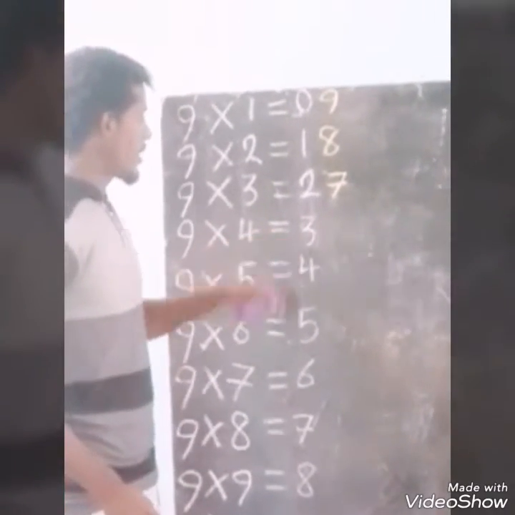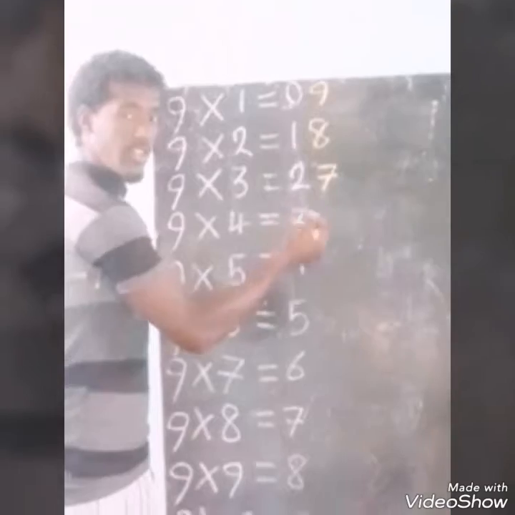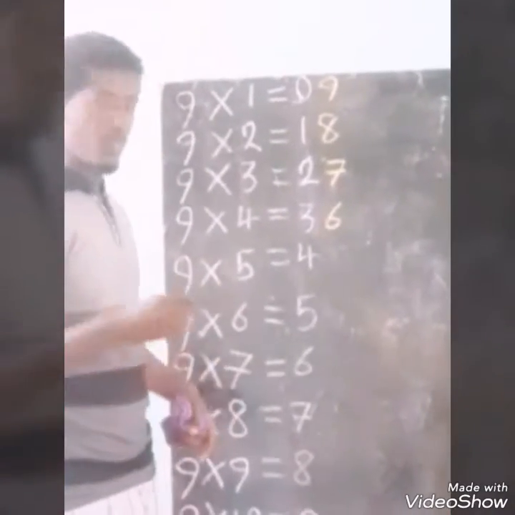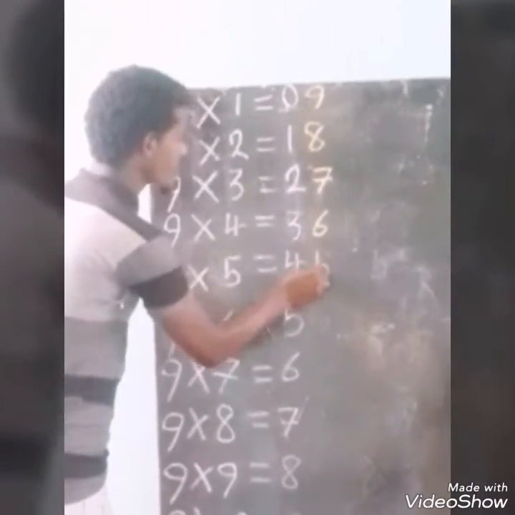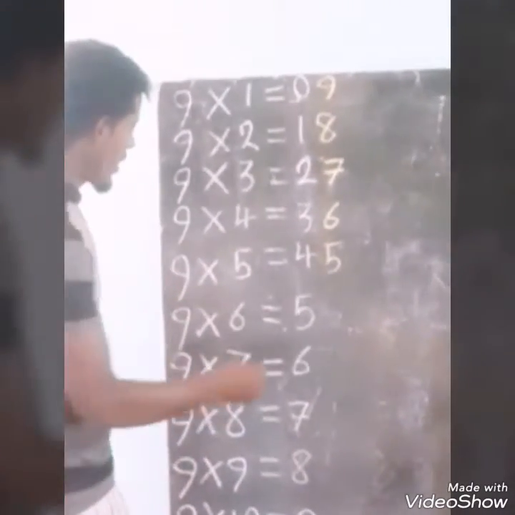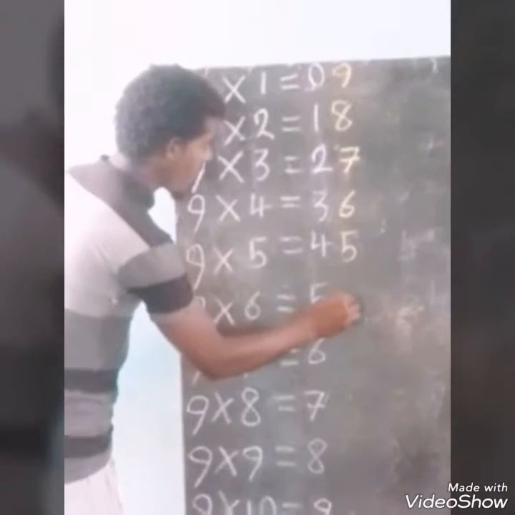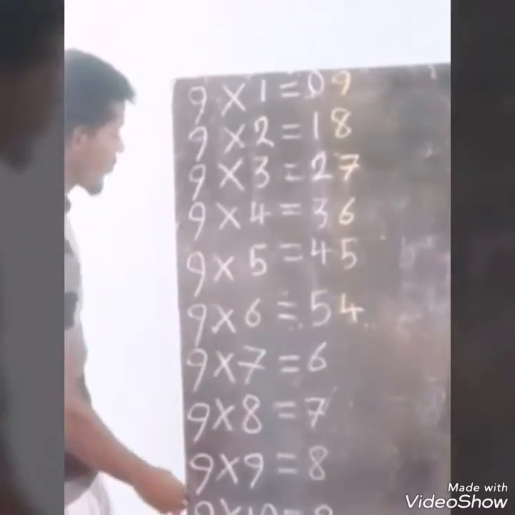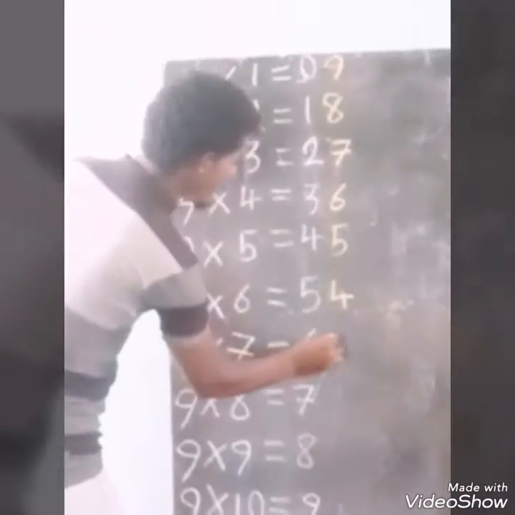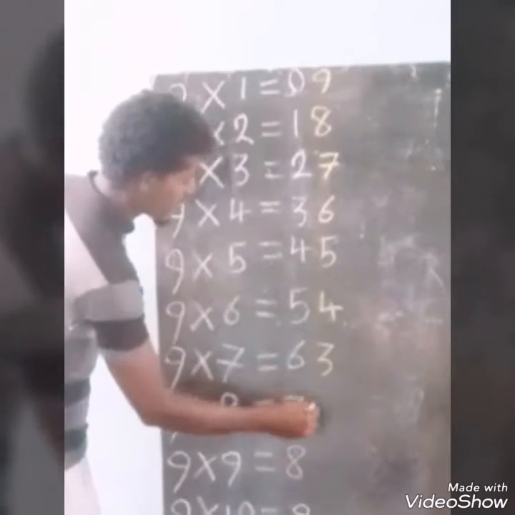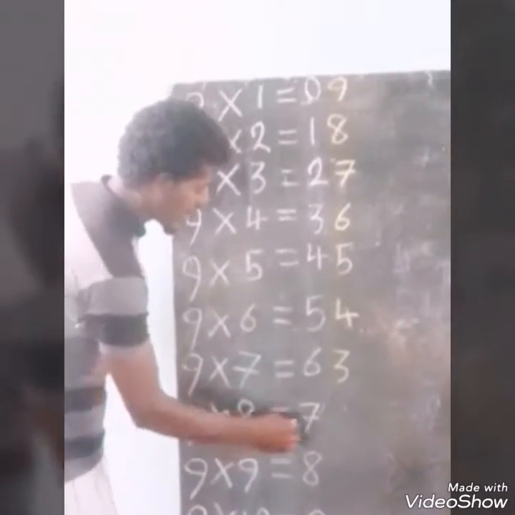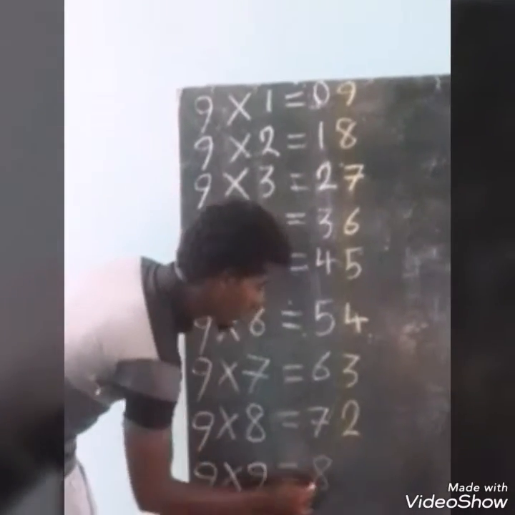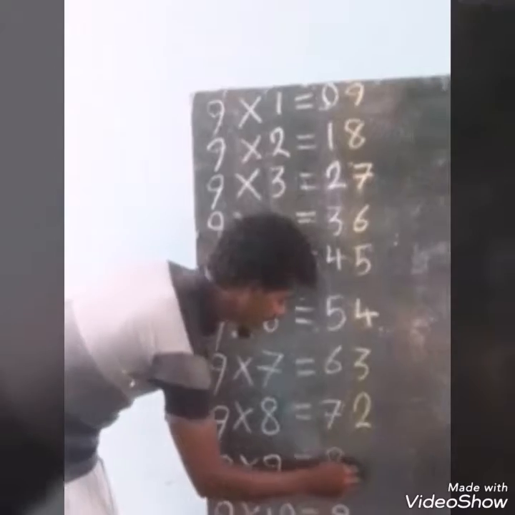How many remain for 3 to be 9? 6. How many remain for 4 to be 9? 5. And in this way, how many remain for 5 to be 9? 4. How many remain for 6 to be 9? 3. How many remain for 7 to be 9? 2. How many remain for 8 to be 9?